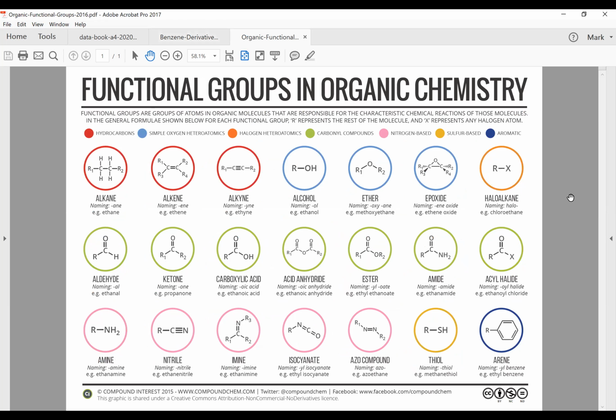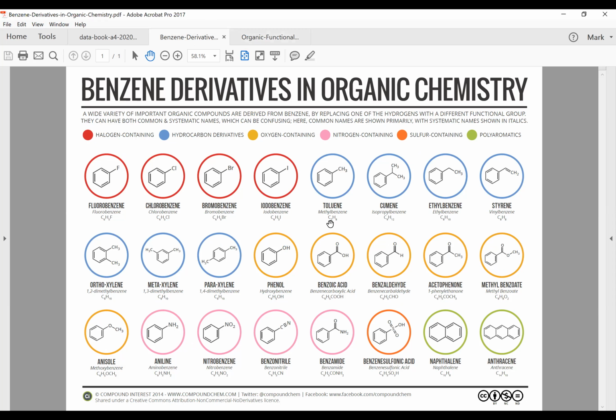Can you see my page right now? This is your functional group sheet that you guys got from test number 1. And if I go to the other sheet, it looks very much the same, doesn't it? It's because it's from the same company, Compound Interest. And these are benzene derivatives in organic chemistry. These are fancy chemicals that have a benzene ring in them. So you don't really need to memorize anything. You just need to know how to find your benzene derivative from this list.